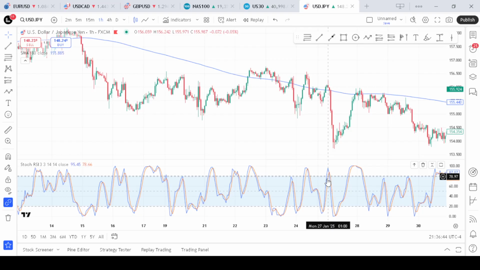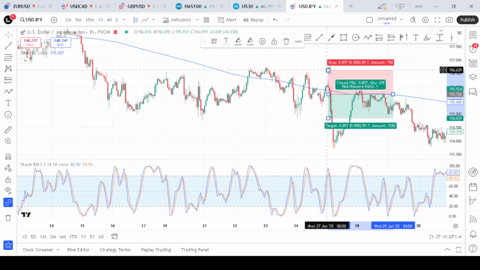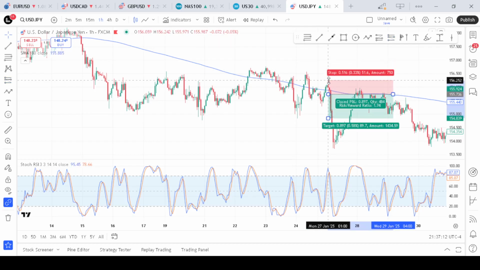Then we have to look for a bearish crossover. This crossover happens when the percentage K line crosses below the percentage D line. This crossover within the overbought zone signals that momentum may be shifting to the downside, providing a potential selling opportunity. And this is where we would want to capitalize on the trade, and we'll ride it to the downside.